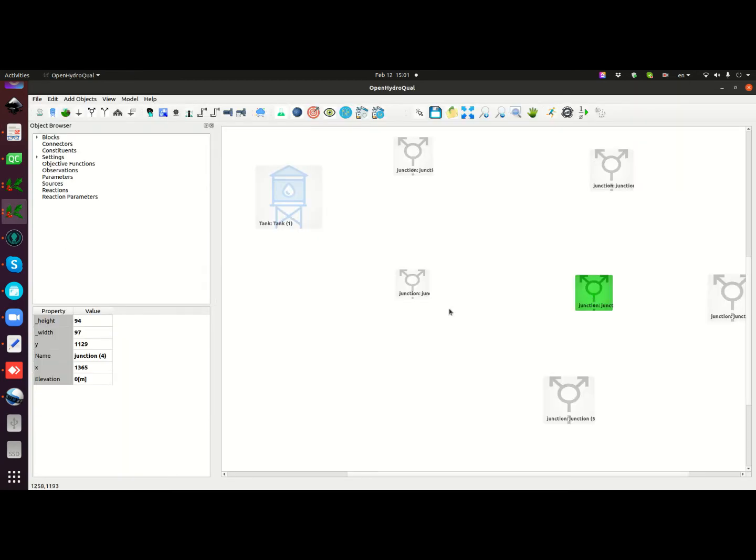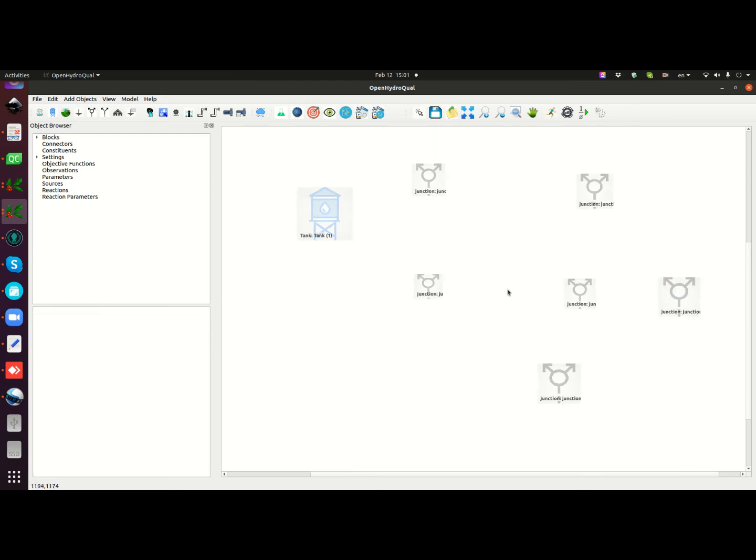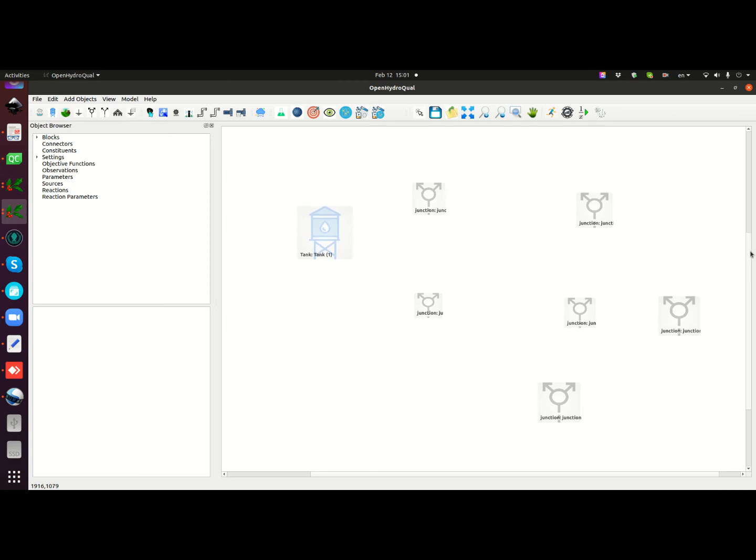So basically we're going to have 8, 5, and then 2 meters. Okay, so now what I want to do is also add the consumers.